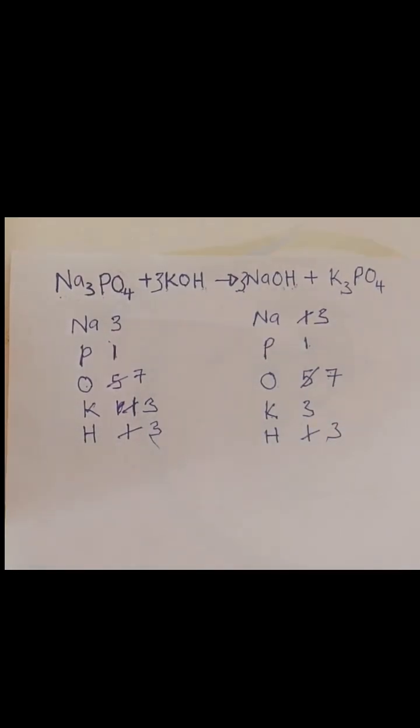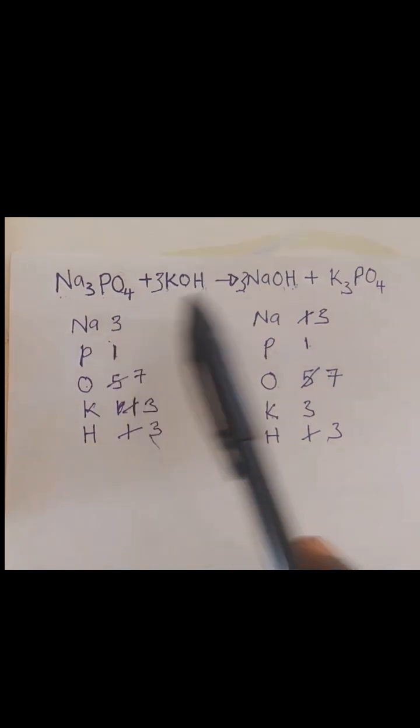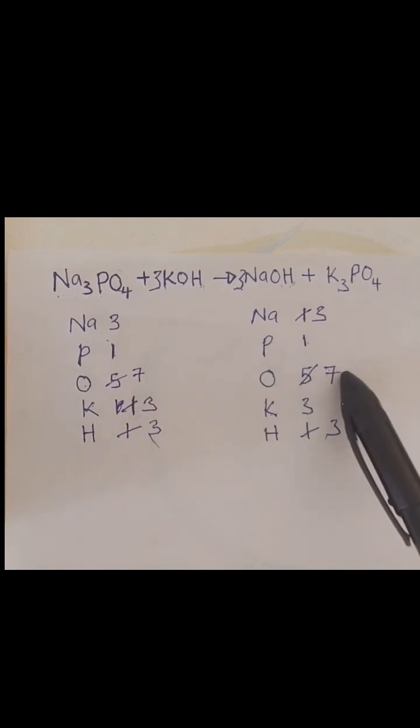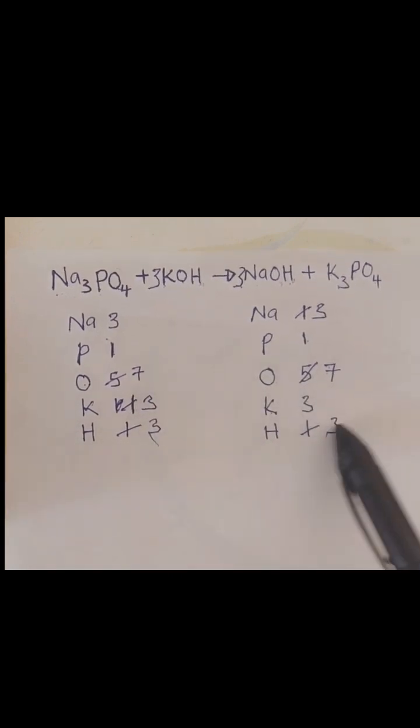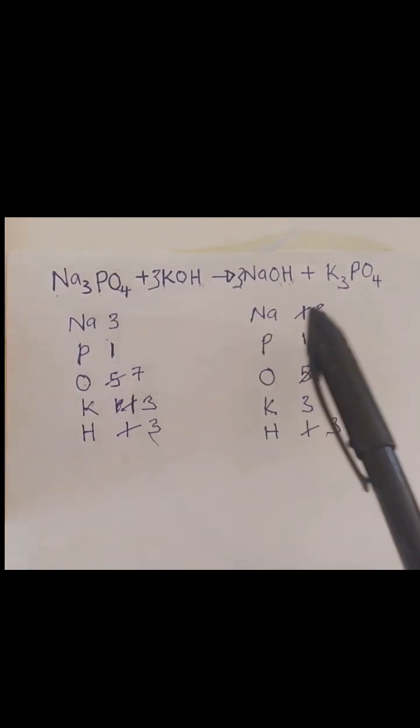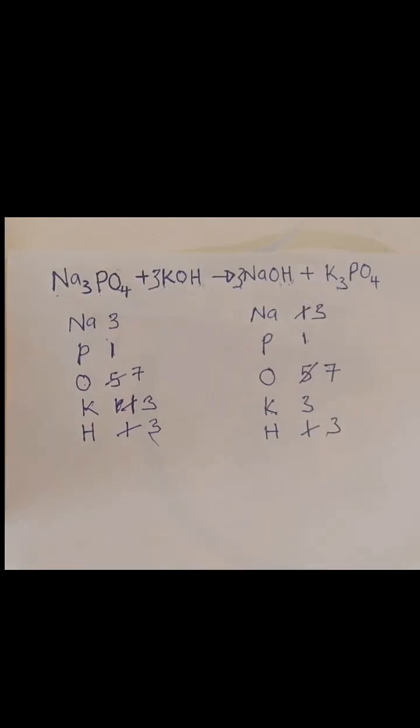So let's check what we have done so far. We have 3 and 3, 1 and 1, 7 and 7, 3 and 3, 3 and 3. So this is balanced. Just by putting 3 in front of KOH and 3 in front of sodium hydroxide, we balance this chemical reaction.